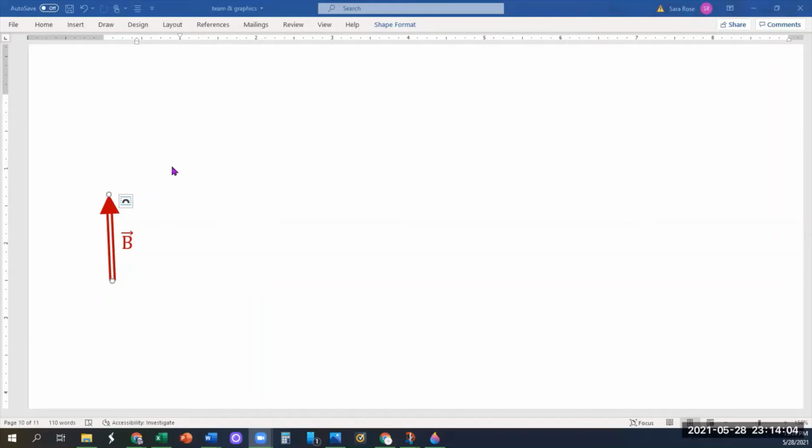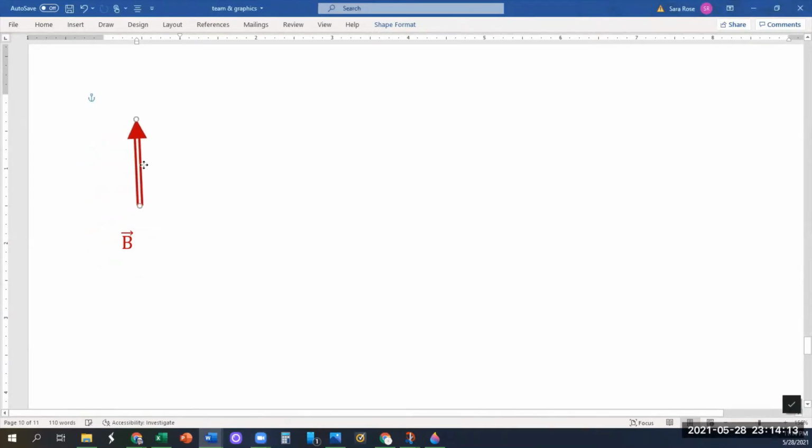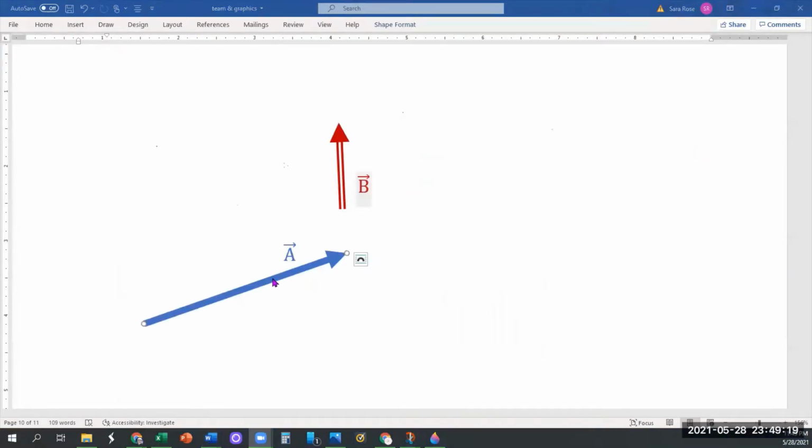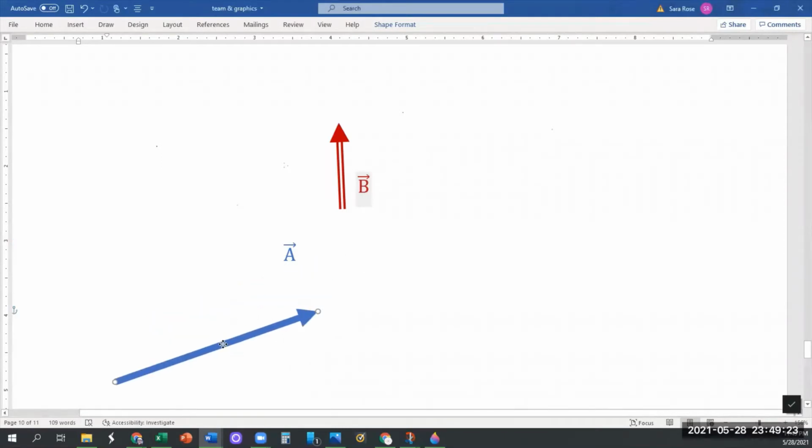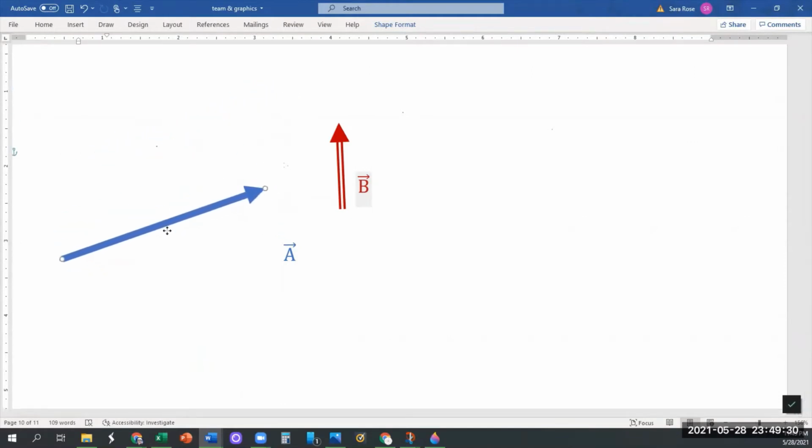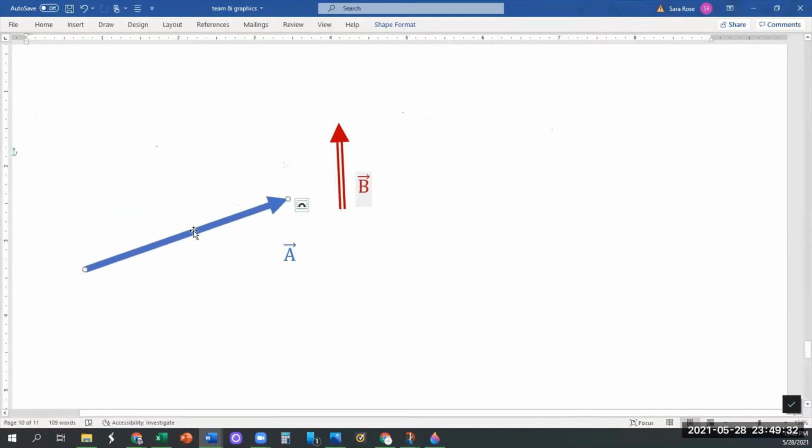Here we have an example of a vector, vector b, and as long as we maintain the same direction and the same magnitude or length, this is still vector b, no matter where we move it. Just as we moved vector b around, we can also move vector a wherever we want it, as long as we maintain its length and its direction. It is still the same vector.